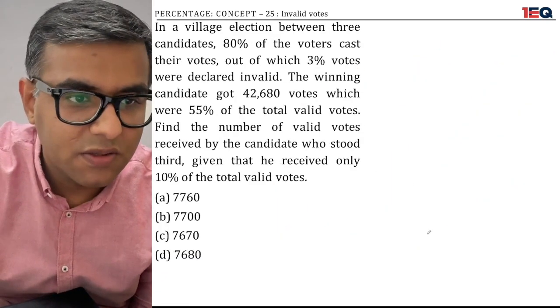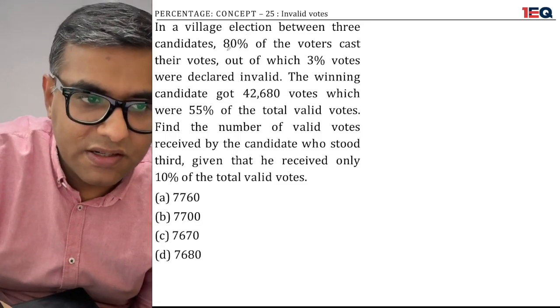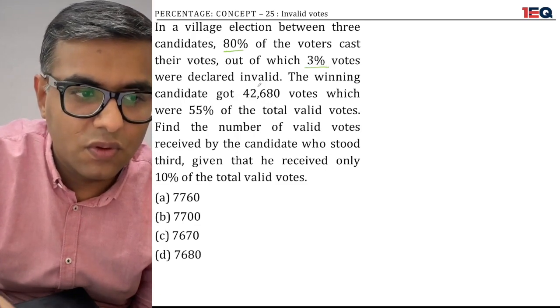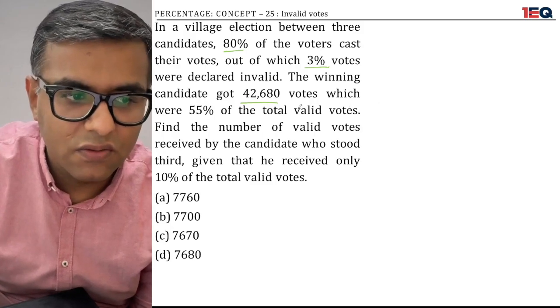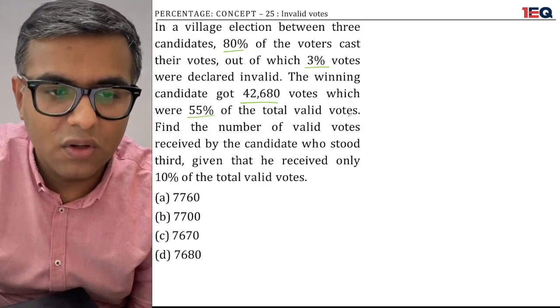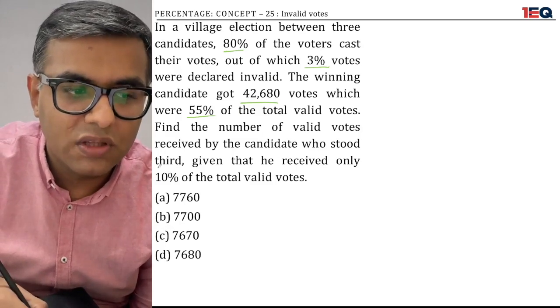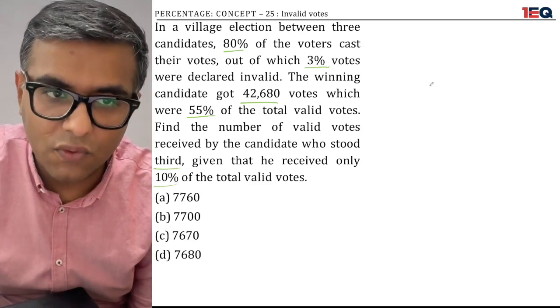I'll move on to the next question. In a village election between three candidates, 80% of the voters cast their votes, out of which 3% votes were declared invalid. The winning candidate got 42680 votes, which were 55% of the total valid votes. Find the number of valid votes received by the candidate who stood third, given that he received only 10% of the total valid votes. Okay.